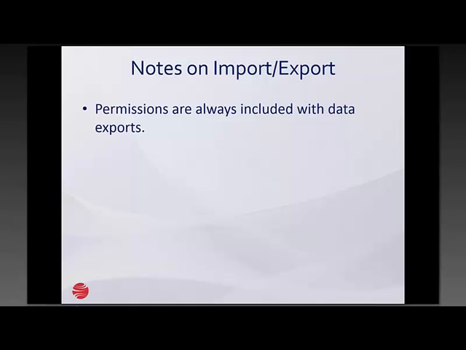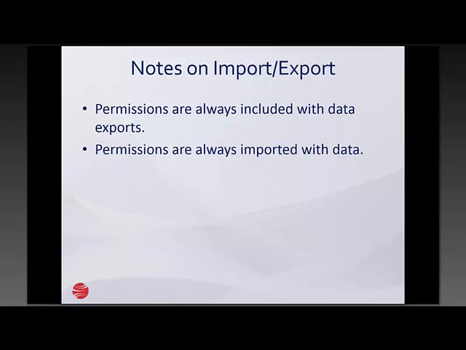Okay, now when you export data, permissions are always included, always. Even if you don't include users and groups information with the export. Remember that users and groups is just the list of login names, the list of groups, and the unique IDs that are associated with them. So I can export data without that, but permissions always are with my data.